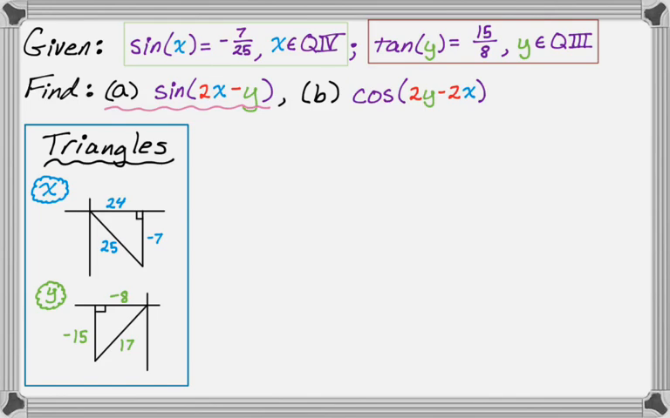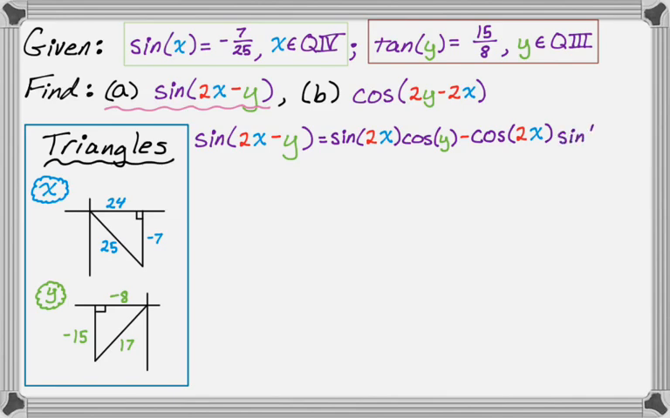So let's take a look. We want to find the sine of 2x minus y. So first I'm just going to plug right into the formula. So the sine of like a minus b. So sine of 2x minus y is going to be the sine of the first thing, so sine of 2x, cosine of the second thing, so cosine y, and then minus, because that's part of the formula, the cosine of the first thing, and then the sine of the second thing. So that's our formula.